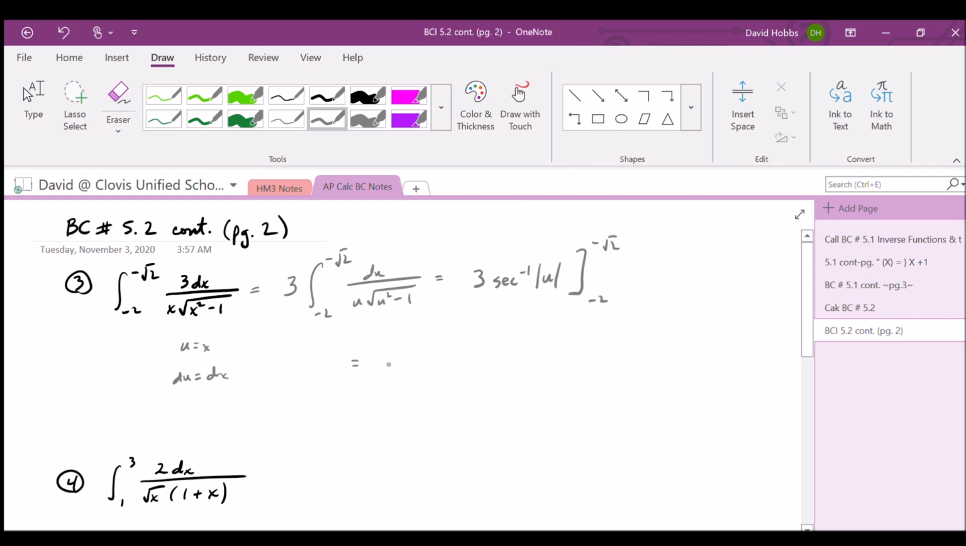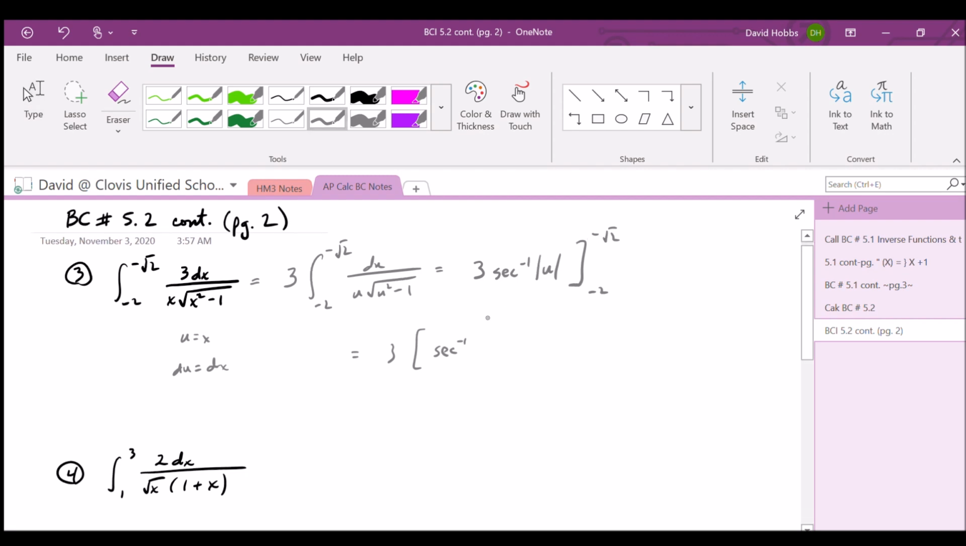Okay, so we have 3, and then I would have inverse secant of, now it's going to be the absolute value of negative root 2, so really it's just root 2. I might even write root 2 over 1. Minus, and then I'm doing the absolute value of the negative 2 again, so it's really inverse secant of 2 over 1. Now, I don't think as well in secant as I do in inverse cosine. This is where it's kind of handy: inverse secant and inverse cosine really have the same boundaries, quadrant 1 and quadrant 2.